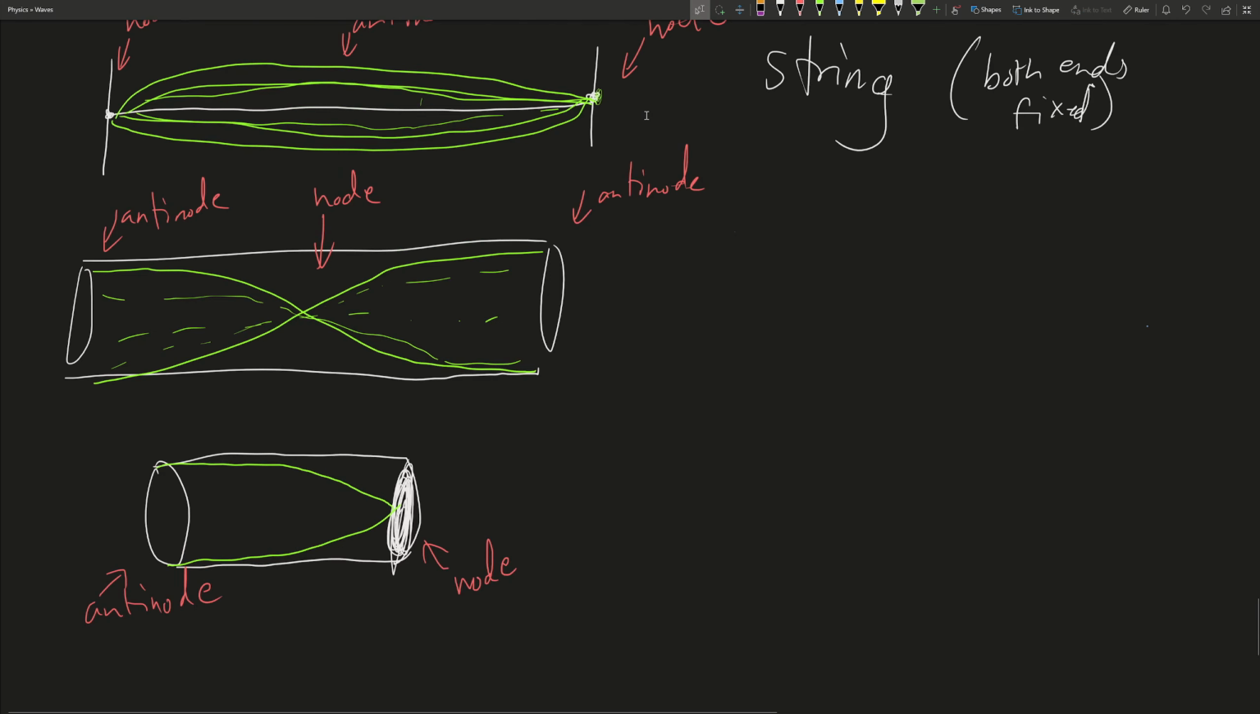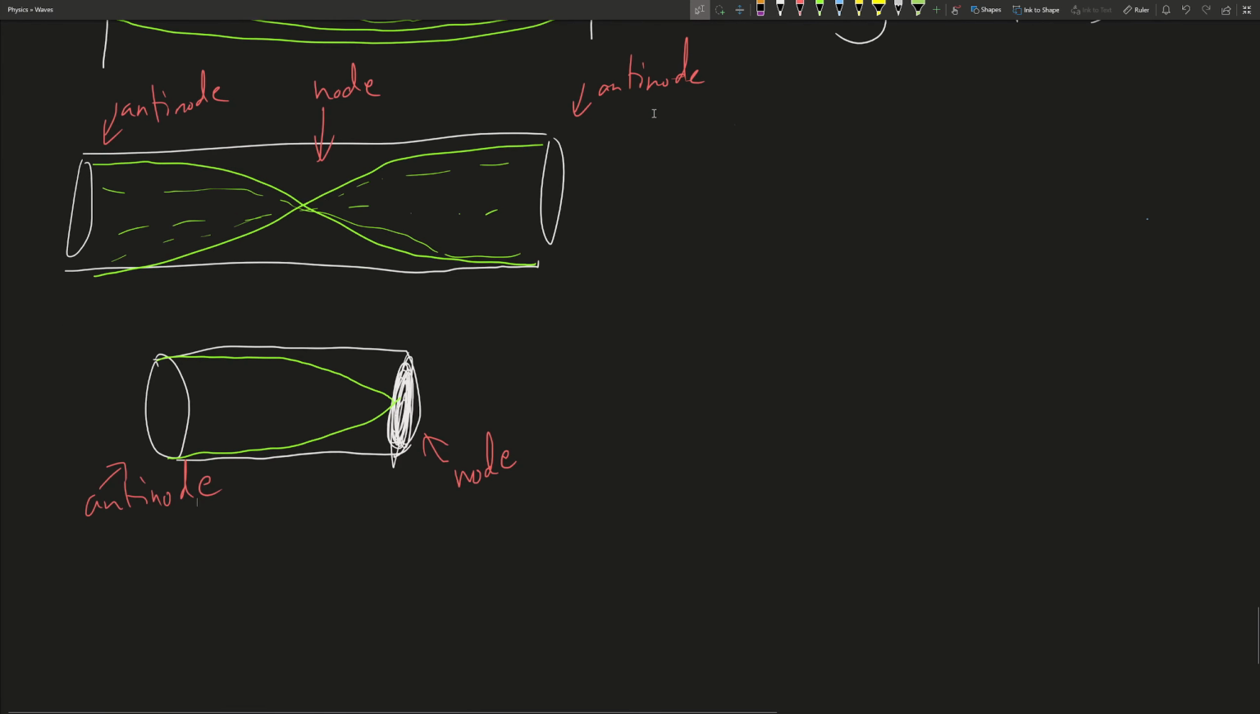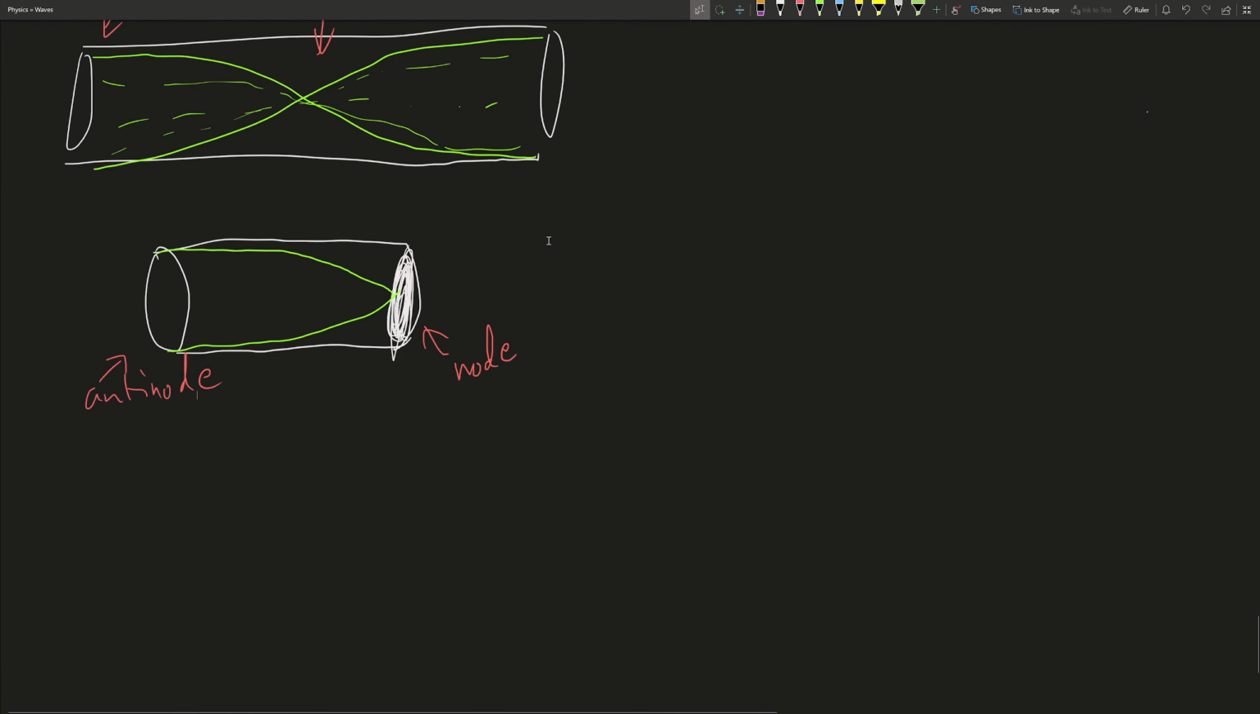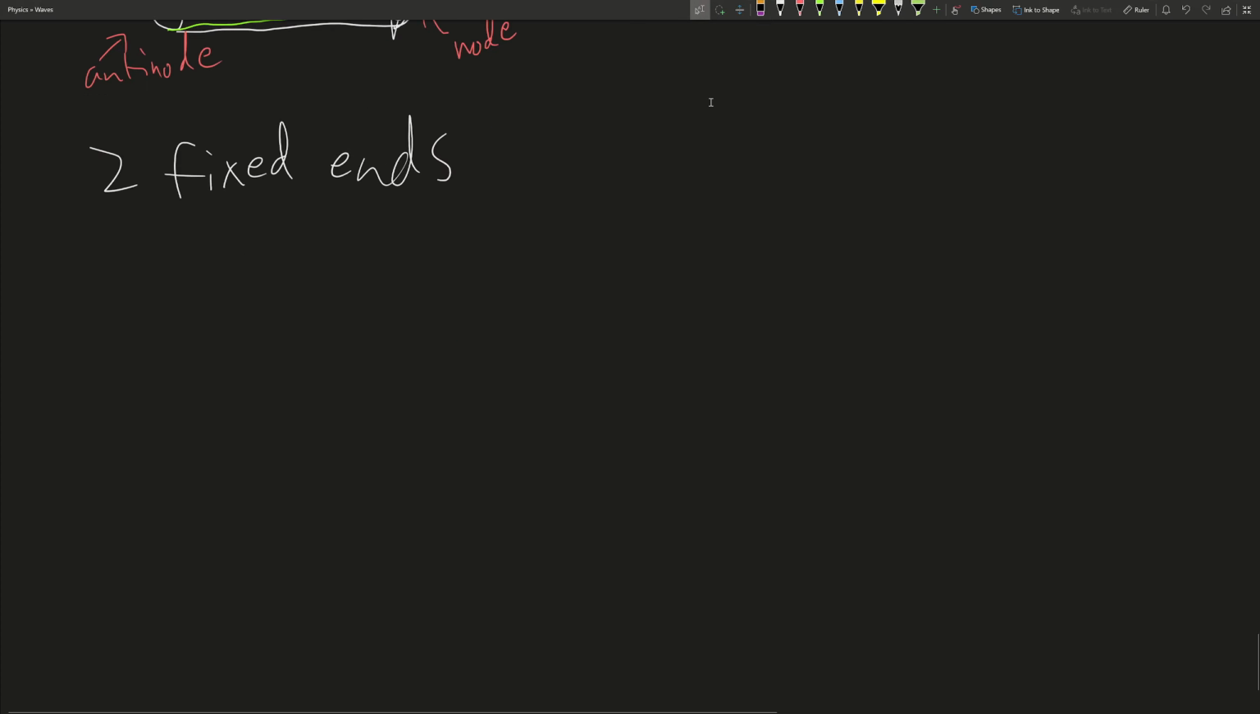And now what I've drawn here are the fundamental frequencies or the fundamental tones of all these three setups. So now let's explore each one by one and see what I mean by fundamental frequency. So now when you have something with two fixed ends, like a string here, so both ends are fixed. They can't move.